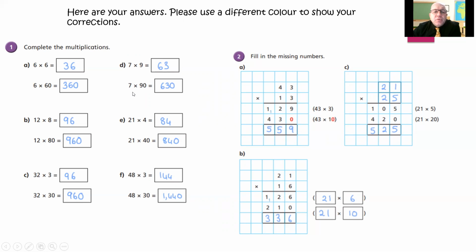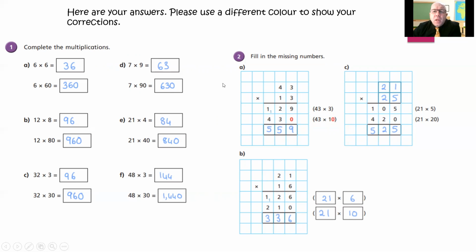7 times 9 is 63. So 7 times 90 is 63 with a 0. Okay, 90 is 10 times bigger than this, so the answer needs to be 10 times bigger. 21 times 4 is 84. So 21 times 40 needs to be 10 times bigger, 840. And finally, quite a tricky one, 48 times 3 is 144. So that means 48 times 30 needs to be 10 times bigger, 1,440.